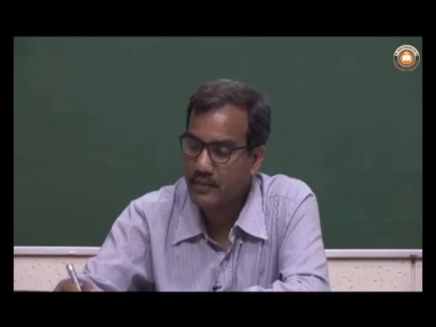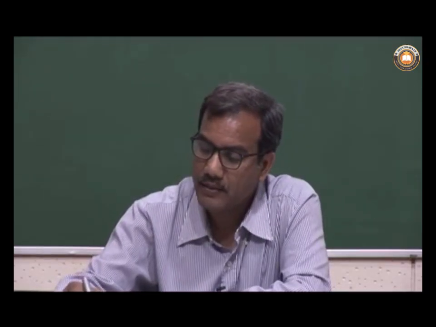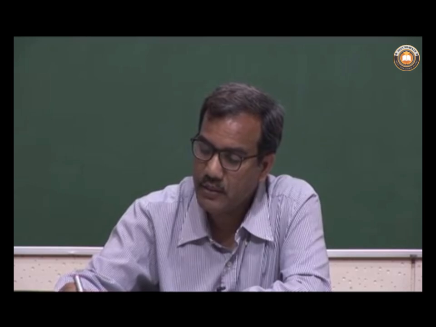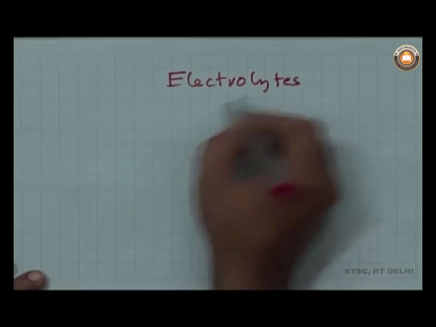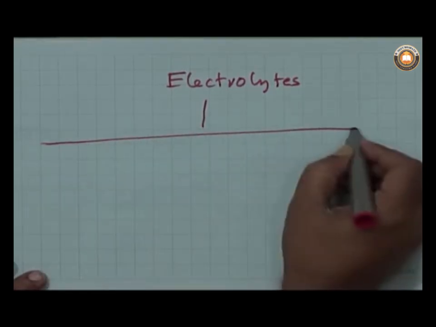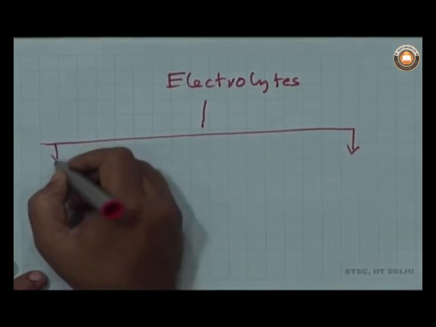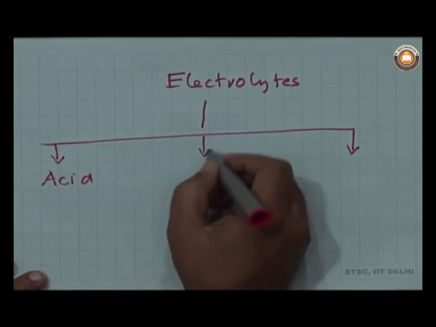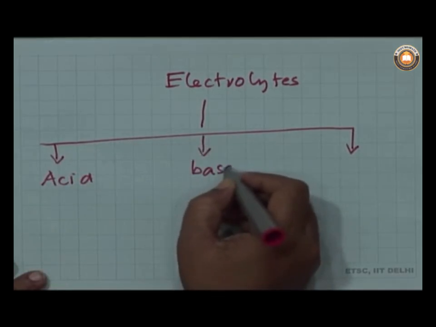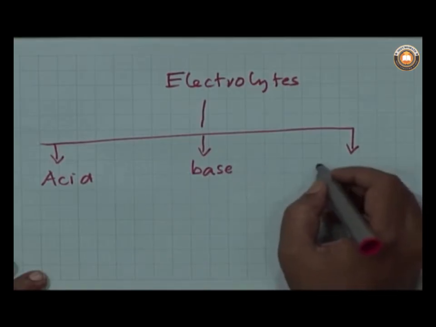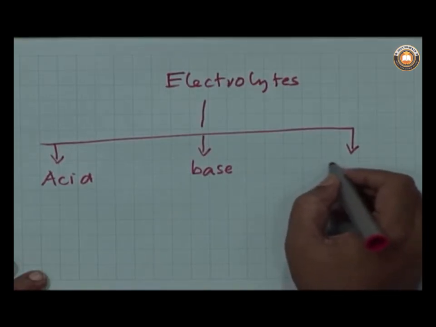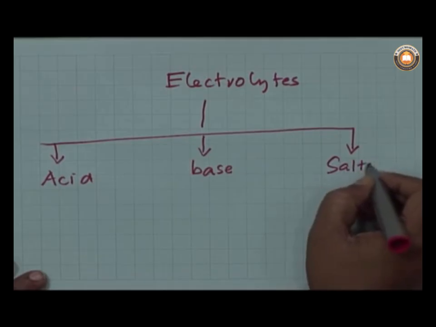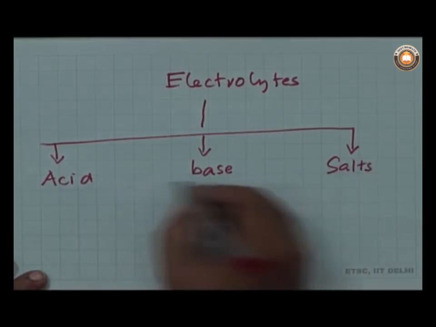Now, there are different kinds of electrolytes, and generally you can come across three different kinds of electrolytes. One is acid, second is base, and third is your salts. Acid, base, salt.